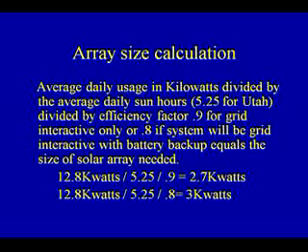So for some examples, our 12.8 kilowatt hours divided by 5.25 sun hours divided by 0.9 means a grid interactive system would need an array size of 2.7 kilowatts. 12.8 divided by 5.25 divided by 0.8 gives 3 kilowatts. So if the system will have battery backup, you will need a 3 kilowatt array in order to eliminate the bill and keep the batteries charged for emergency situations.